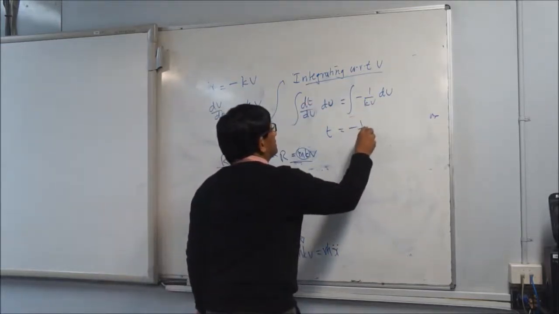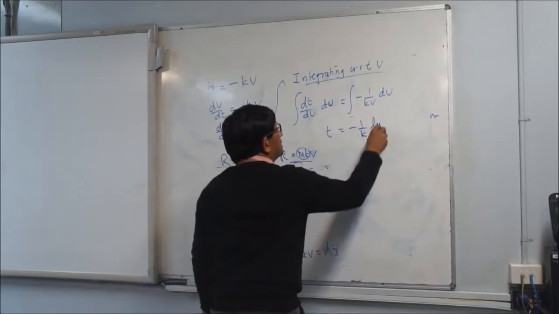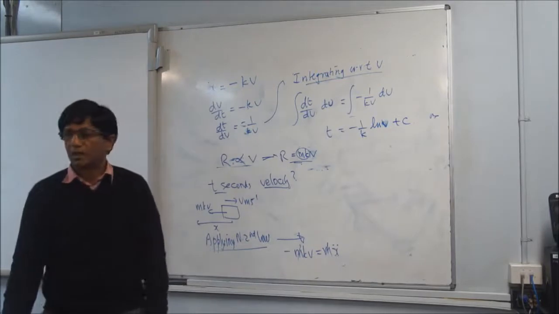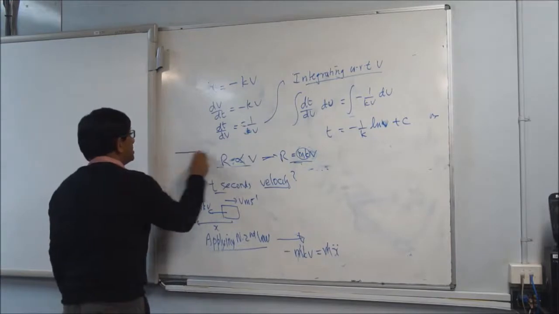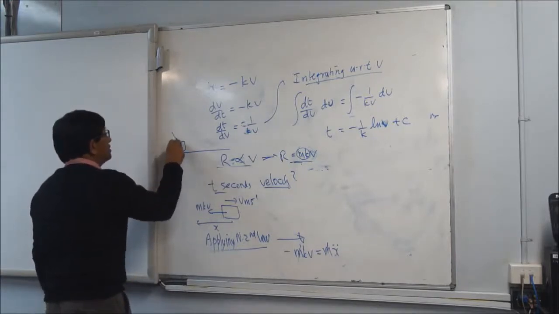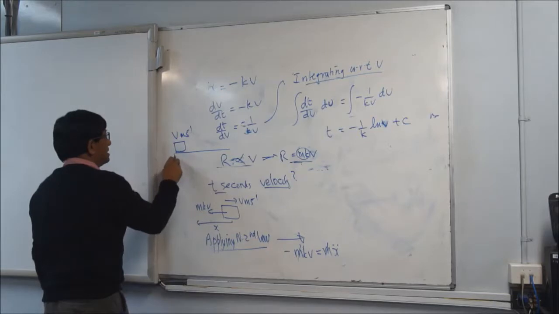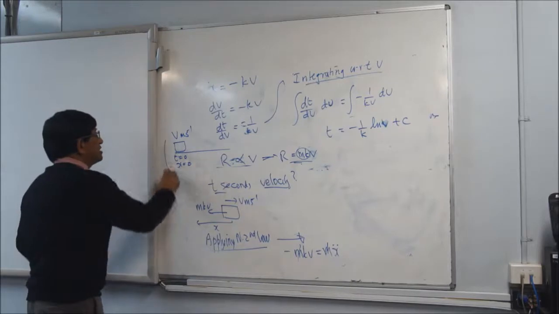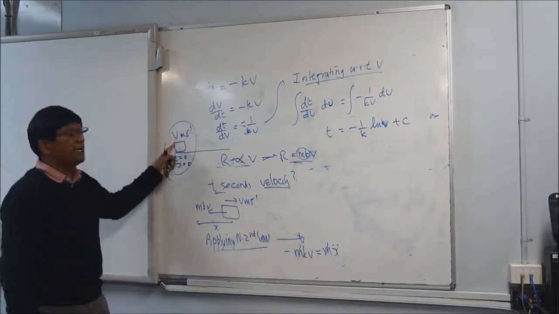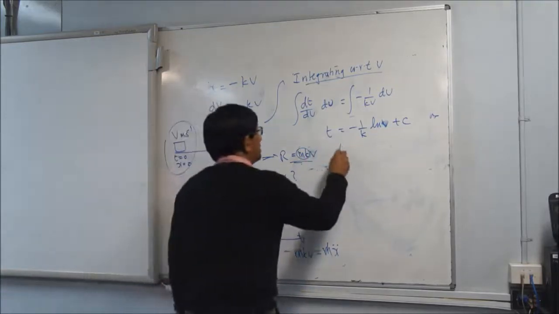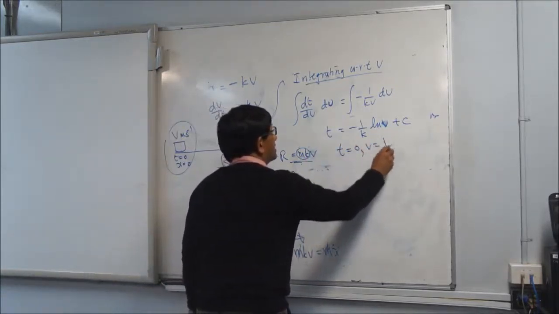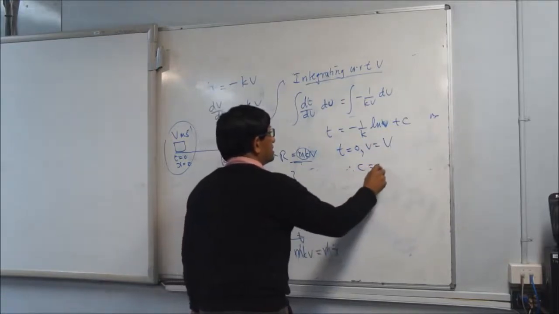This one, 1 over v is... Now how are you going to find c? We're going to use the initial conditions, where the velocity was capital V and the displacement was 0. So in your force diagram, I want you to write the initial conditions as well. So now I'm going to say when t is 0, v is capital V.